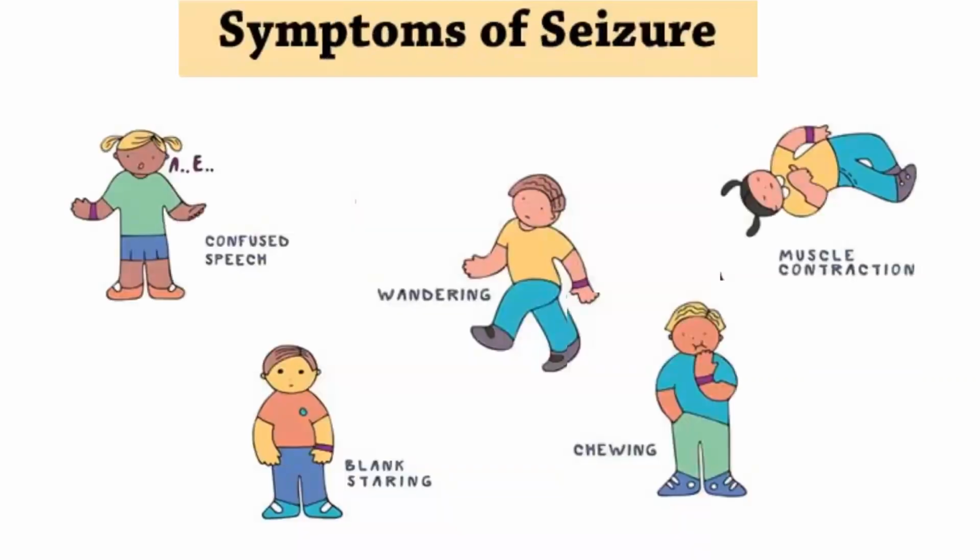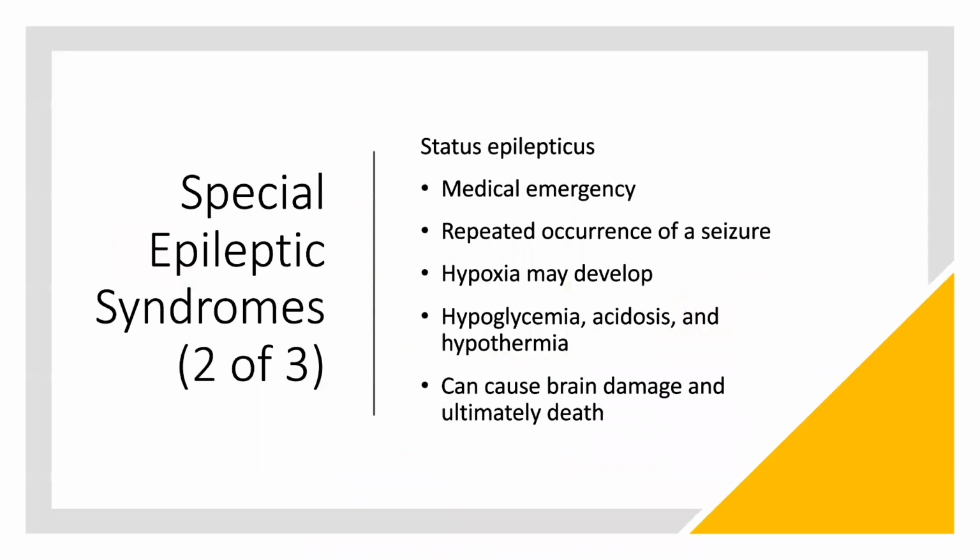Next are the symptoms of seizures: confused speech, wandering, muscle contraction, chewing, or blank staring. These are all symptoms of seizures.